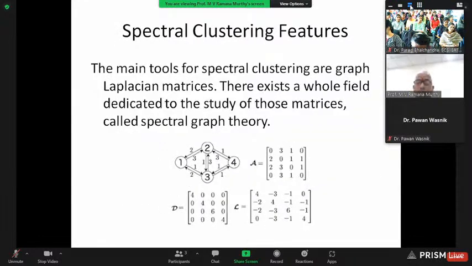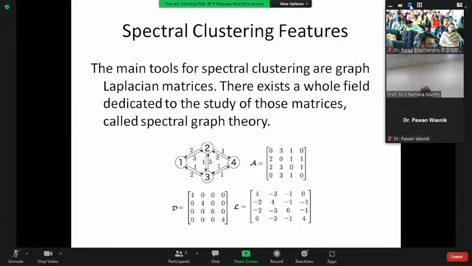Right. Now, what I have used, I am just telling. I have used spectral clustering. This is very simple. It is a very simple tool that, from the graph theory point of view, is adaptable in the statistical environment. The main tool for spectral clustering of graphs is what are called Laplacian matrices. We use the Laplacian matrix, and there exists a whole field dedicated to the study of these matrices. We call it spectral graph theory.